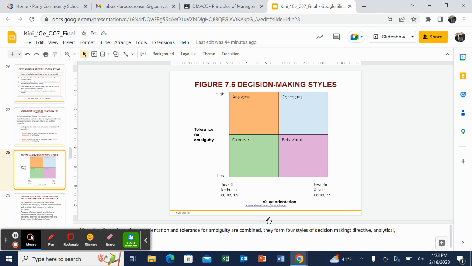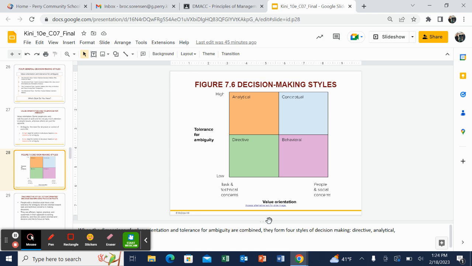So for decision making style, we have our tolerance for ambiguity and then we have our value orientation. You can see how the boxes play out. If you're more focused on tasks and technical concerns with a high tolerance for ambiguity, you are an analytical decision maker.